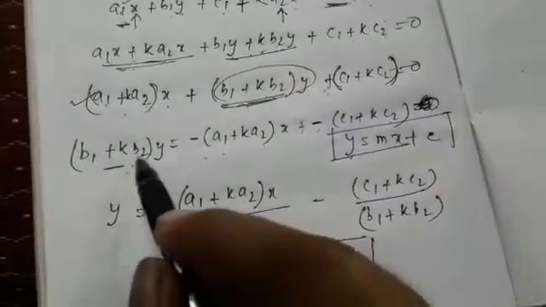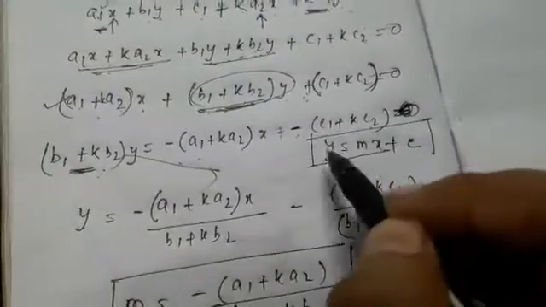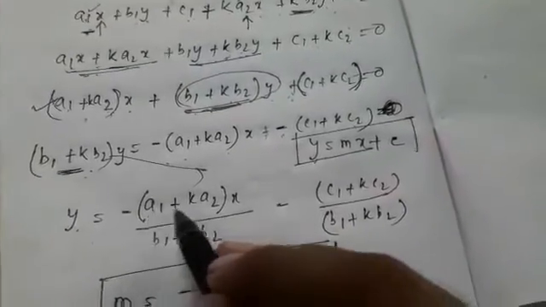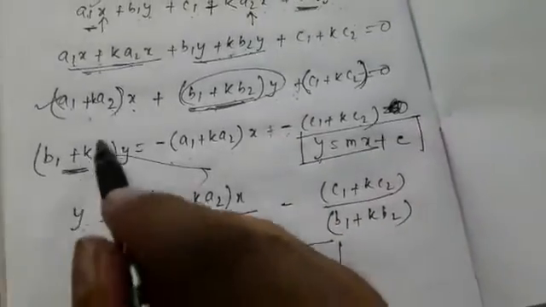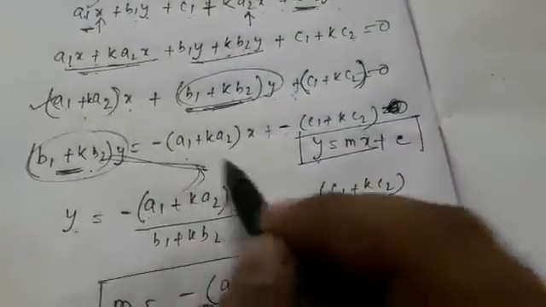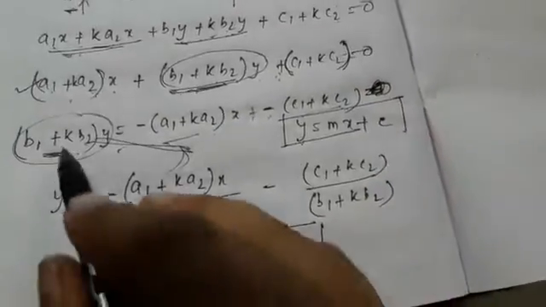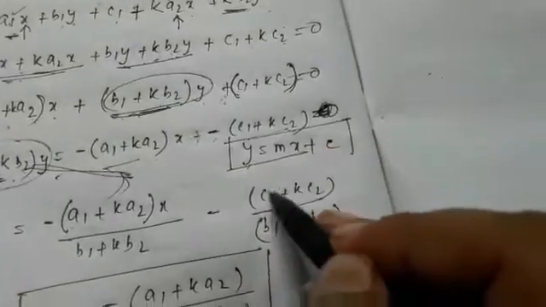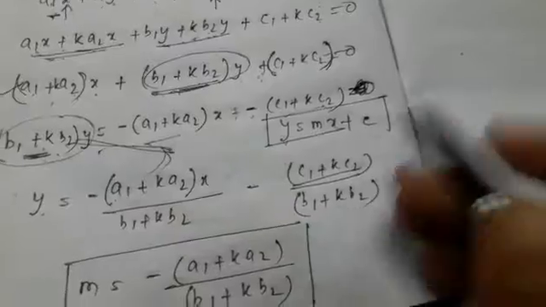Now you need only y, so you send this term there, you divide it, you split it, right? So you will get y equal to minus (a1 plus ka2)x by (b1 plus kb2). Just do cross multiply, divide the entire term and split it, or you can split it separately as you used to do in class 10. So you will get minus (c1 plus kc2) by, again you divide by the coefficient of y, that is (b1 plus kb2).